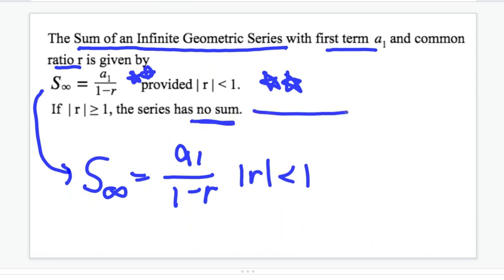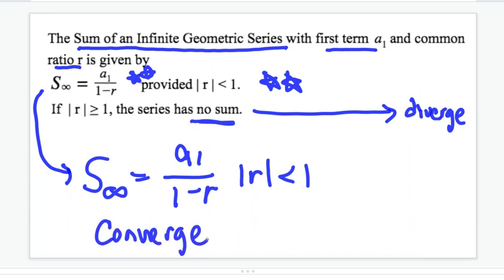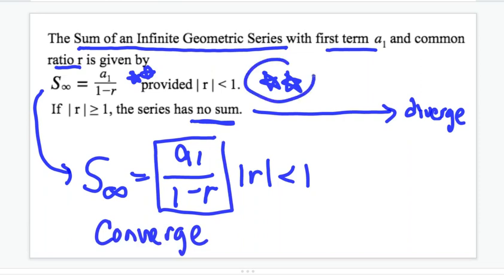If it doesn't have a sum, it diverges. And if it does have a sum, it converges, and it will converge to this expression. So we have this formula for S infinity, a1 divided by 1 minus r, but we absolutely must make sure that the absolute value of the ratio is less than 1. Otherwise, there is no sum.